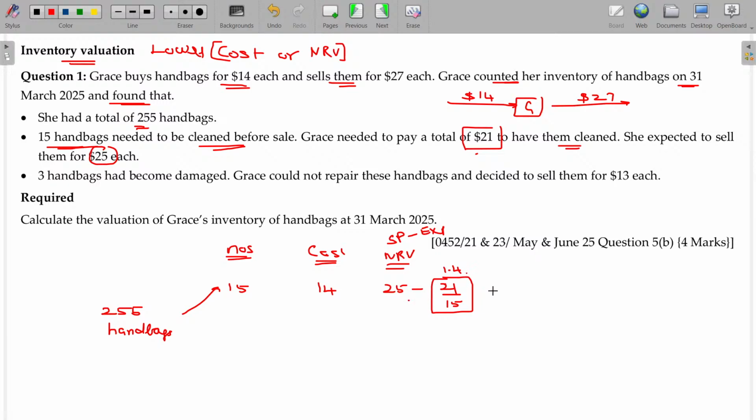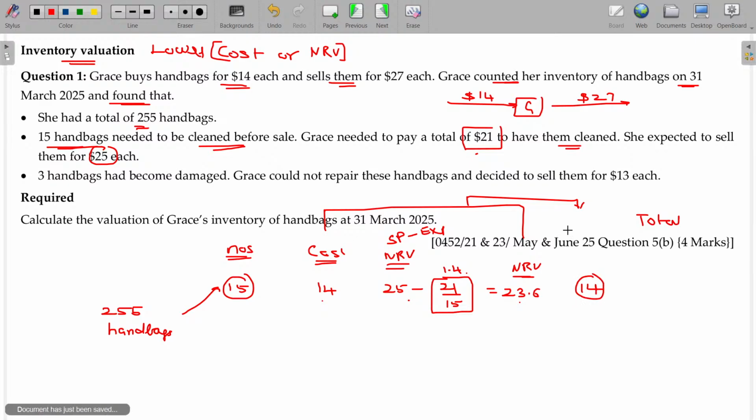From this 15, 1.4 is subtracted, the final sale price being 23.6, which is the NRV. Now you compare 14 and 23.6. Between these two, the lower value will be taken. What is the lower value? 14. What is the total value then? 15 numbers. 14 is the value of inventory, and for the total, 14 into 15, you have to multiply, so the value being 210.